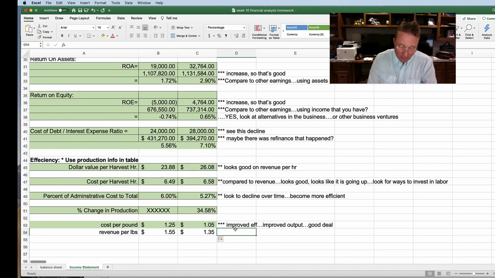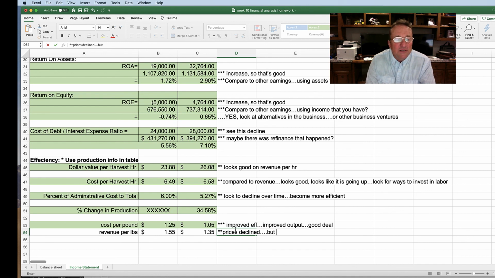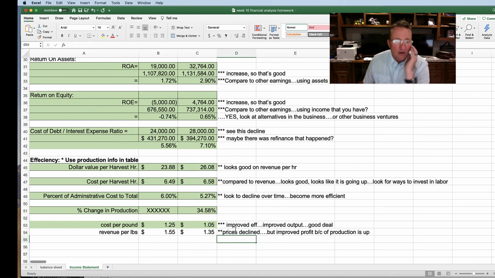Ooh, look at that. So the prices seem to have declined on me, but we still had improved profit because production is up, I would think. Our costs are down. So this is something good. So those are the things that we would calculate from an efficiency standpoint.